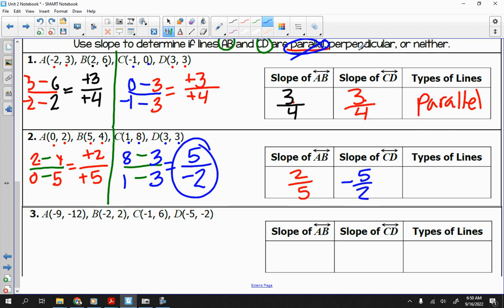Now, let's check perpendicular. They have to be both opposite and reciprocal. This is positive, this is negative. Our first part of the criteria is good. They have to be opposite and reciprocal. So now we have to test reciprocal. Did the fractions flip? Yes. 5 went to the top, 2 went to the bottom. This is an example of perpendicular.